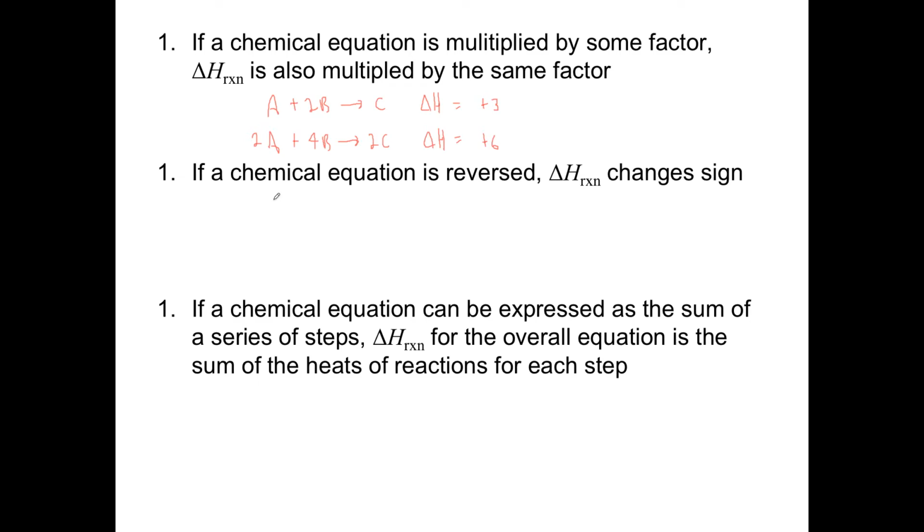All right, let's go back here now. Let's say A plus 2B produces C. Let's just stick with the same system here. Is +3. What is the change in enthalpy of this reaction, if reversed? Okay, so if the chemical equation is reversed, the change in enthalpy changes sign. Minus 3. Hopefully you said that.